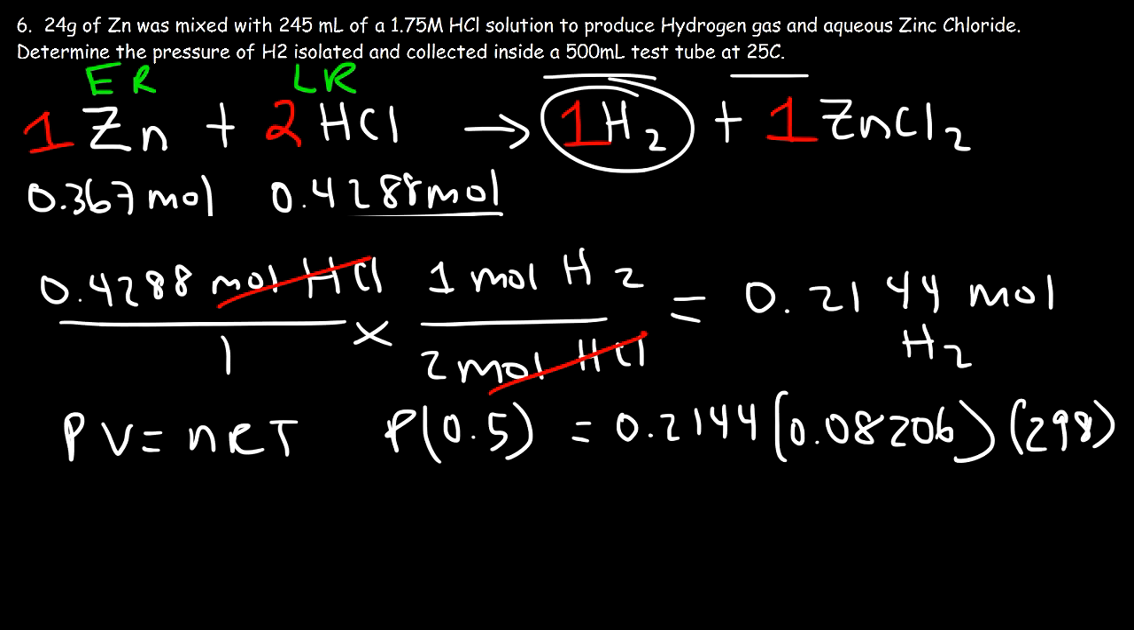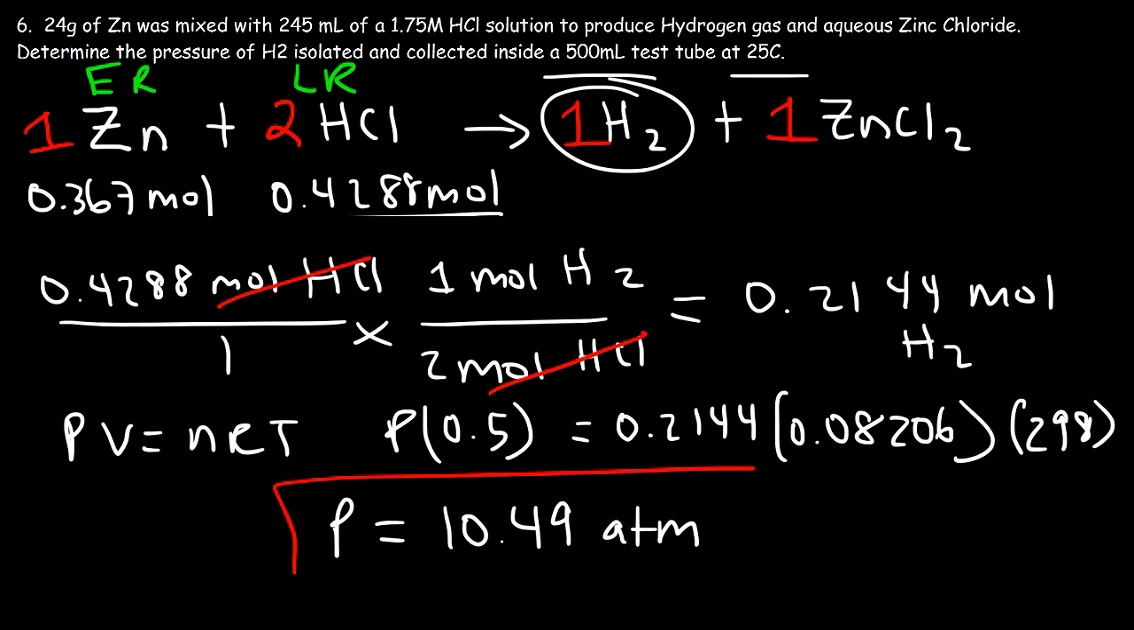So it's going to be 0.2144 times 0.08206 times 298, and then divide that by 0.5. So the pressure is 10.49 atm. And so this is the final answer.